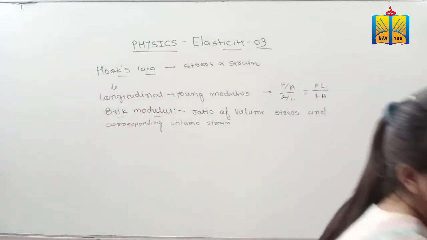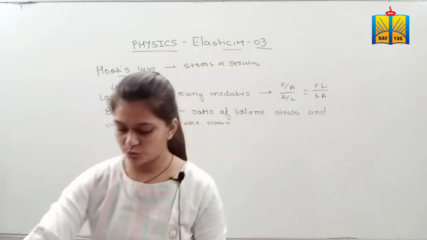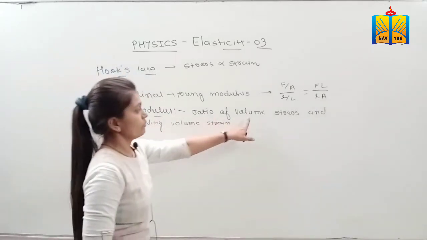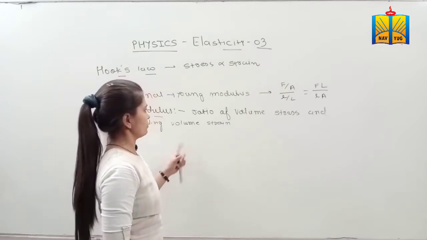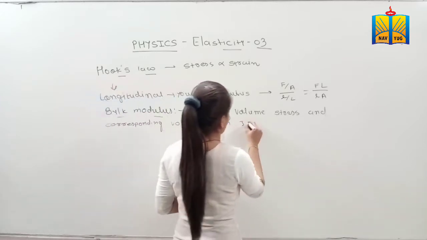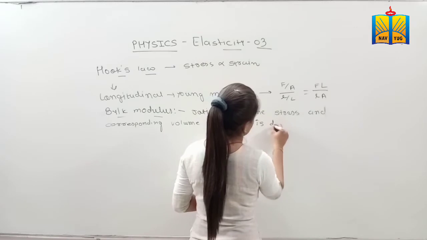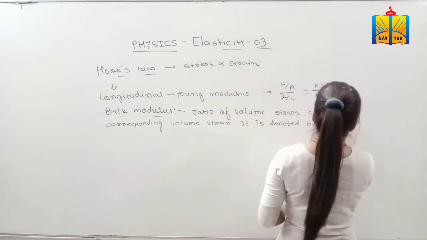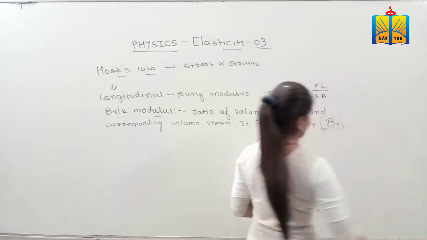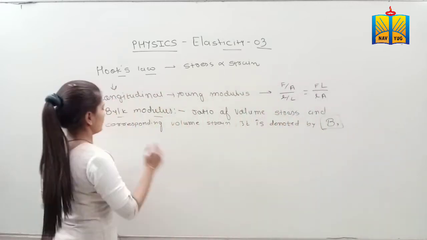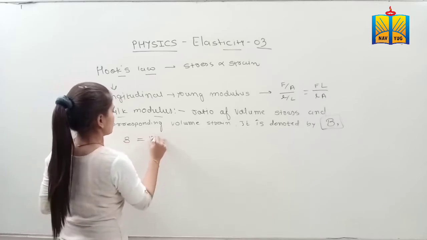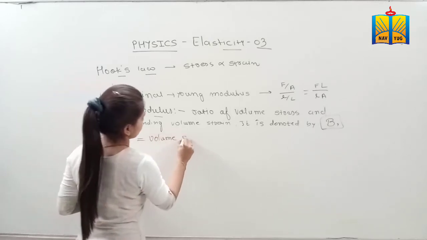Now same as that, earlier longitudinal stress and longitudinal strain were given. Here, what is given? The ratio of volume stress and volume strain. Okay. It is denoted by capital B, called bulk modulus. Same as the equation, bulk modulus B is volume stress divided by volume strain.